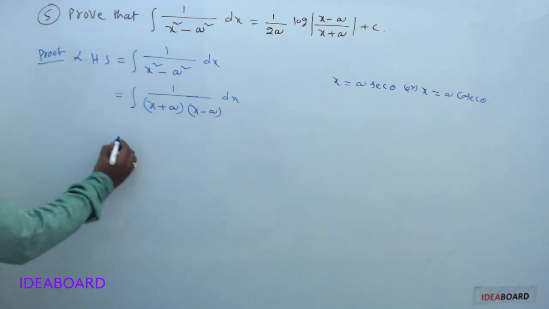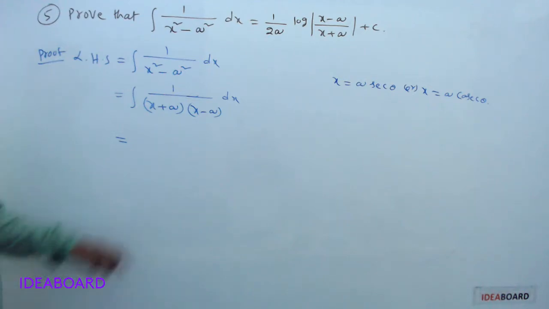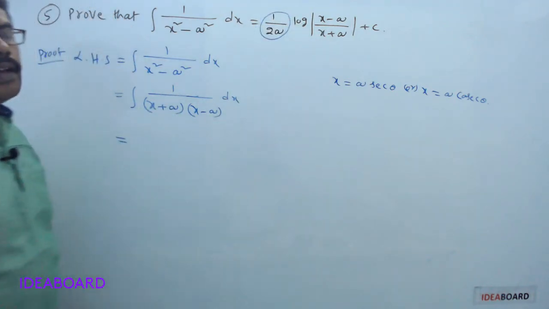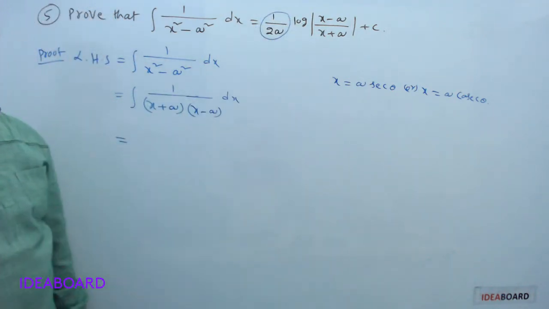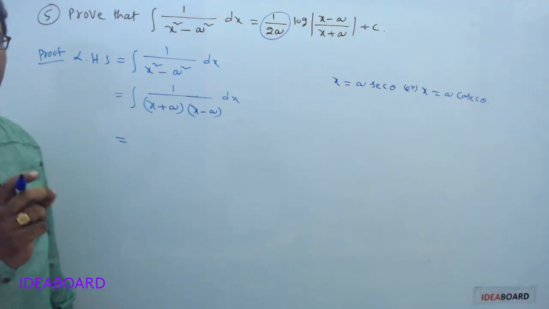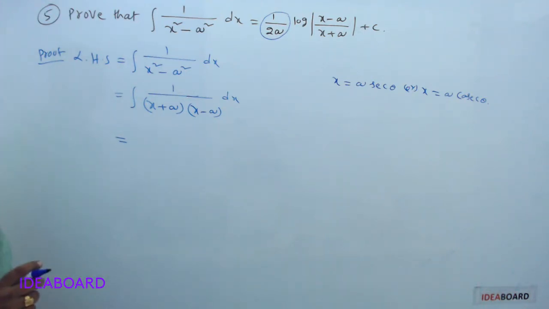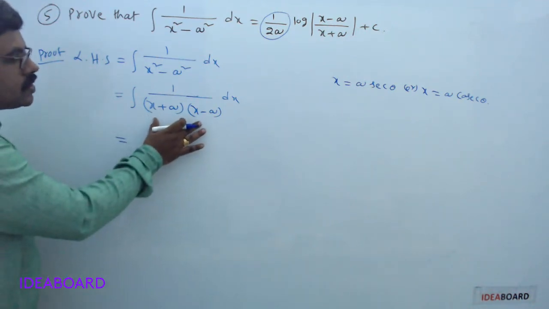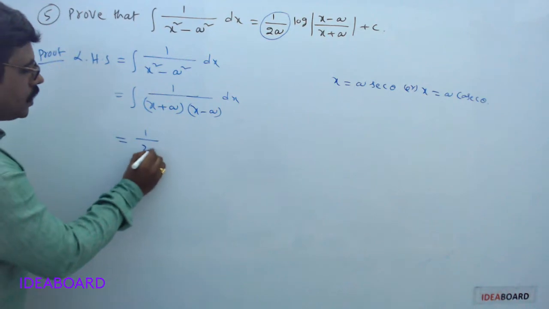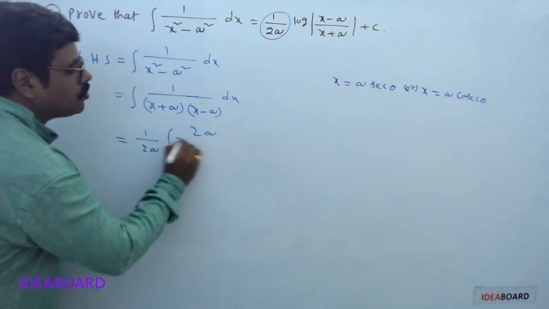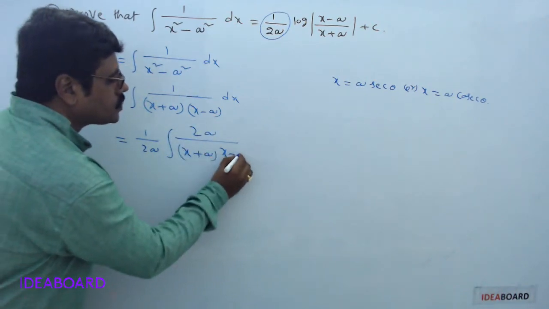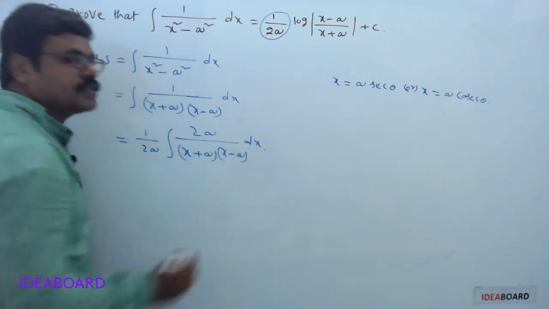Now this equals to, if you look at the answer, there is a constant term 1 by 2a. Based on this constant term, I am going to do small adjustment. The adjustment is dividing and multiplying with 2a to this integral. That is dividing and multiplying with 2a. x plus a, x minus a dx.